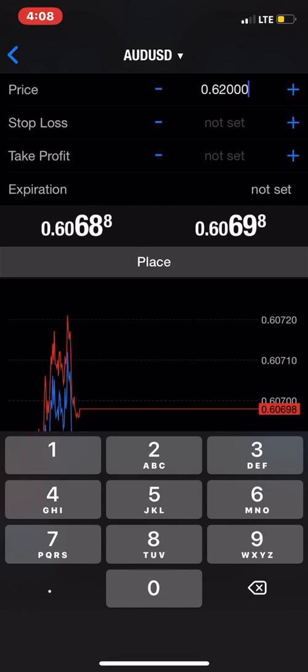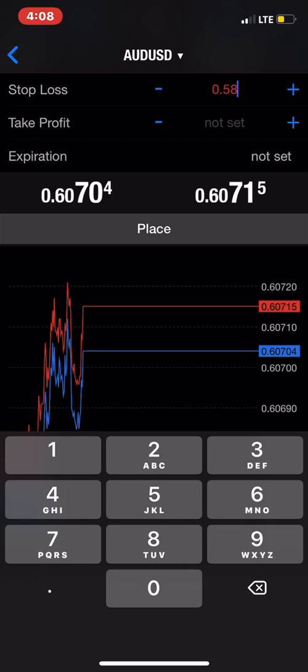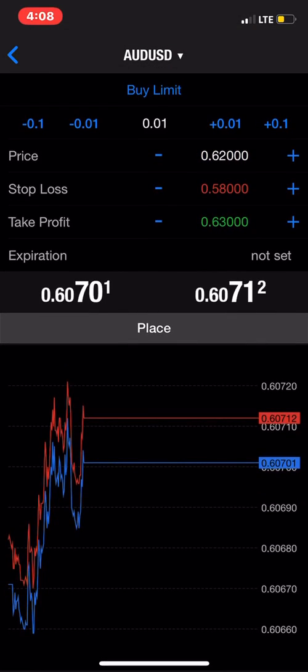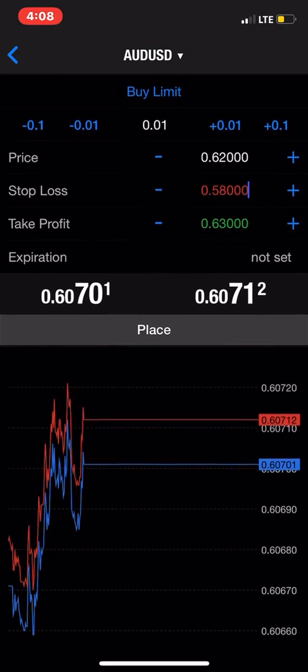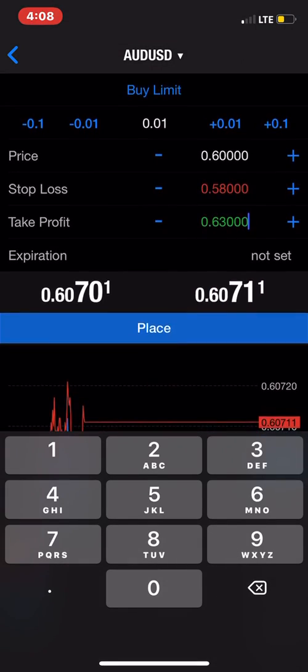0.6200. And let's say for stop loss, they've given us 0.5800. And for take profit, they've given us 0.63000. Okay? What you're going to then do, there we go. Okay, let's say these are the parameters they gave you, right?